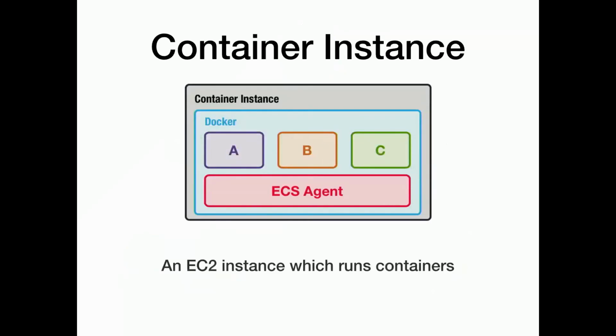I just want to go through a couple of the basic components of ECS to get some context for our deployment. First, we have the container instance. A container instance is really just a machine that has Docker installed on it, and it has a component called the ECS agent installed on it. The role of the agent is to take commands from Amazon ECS. So if you tell ECS you want to deploy a container, it in turn tells this ECS agent, and the agent goes and runs that container on this machine.